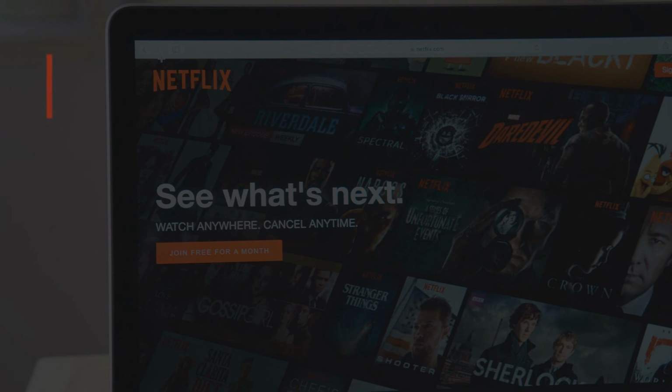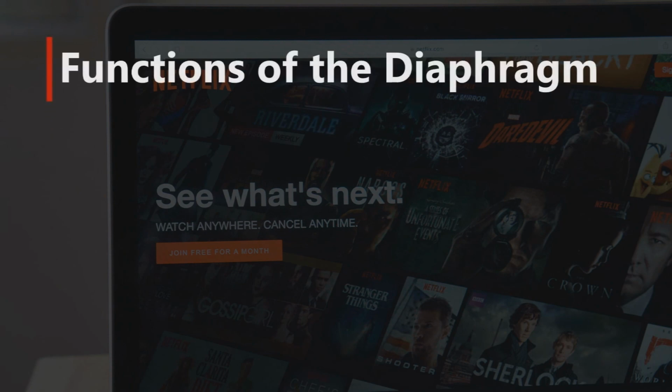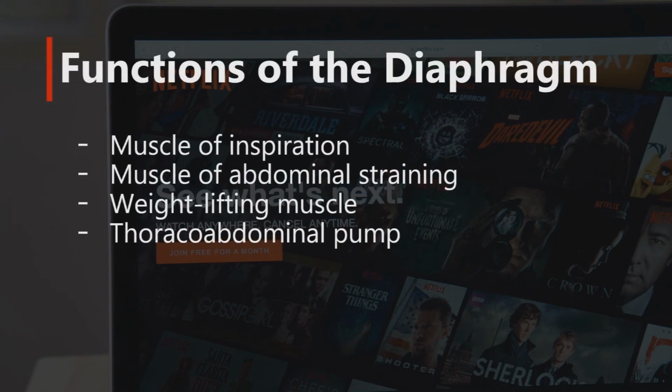So basically, the diaphragm has four functions: muscle of inspiration, muscle of abdominal straining, weightlifting muscle, and the thoraco-abdominal pump. But to make it easy to remember, the main function of the diaphragm is that it contracts and flattens when you inhale. This creates a vacuum effect that pulls air into the lungs. When you exhale, the diaphragm relaxes and the air is pushed out of the lungs.